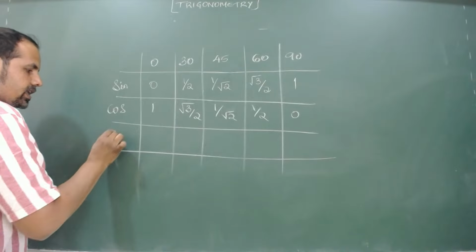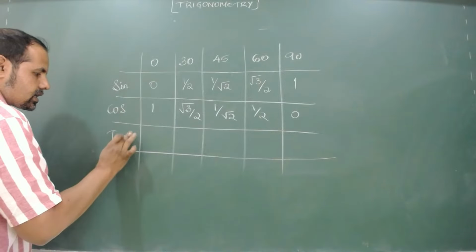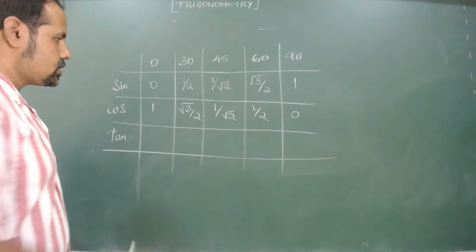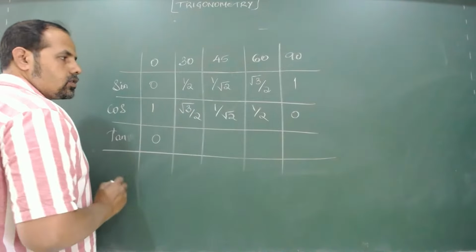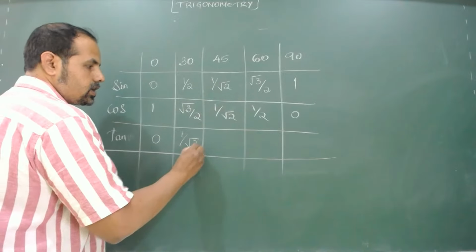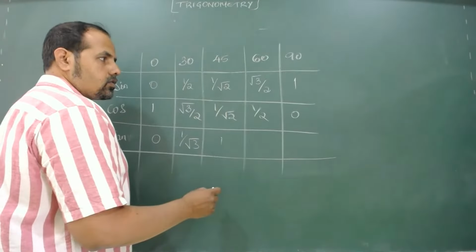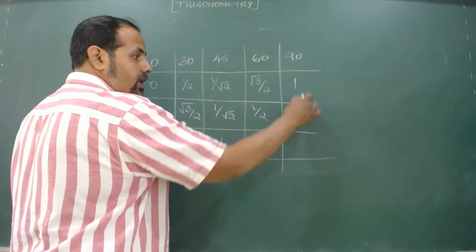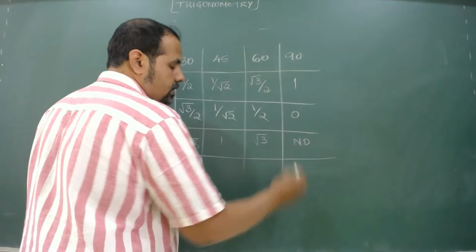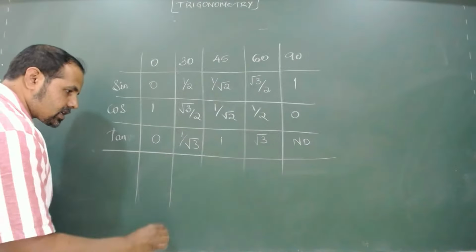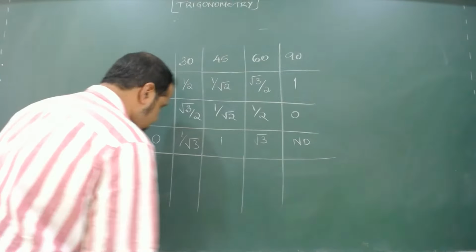And then comes the next one, tan. Tan is the ratio of sine and cos. 0 by 1 is 0. Root 2 gets cancelled: 1 by root 3. Root 2 gets cancelled: 1. Root 2 gets cancelled: numerator you have root 3. 1 by 0 is not defined. So let me continue writing the remaining.